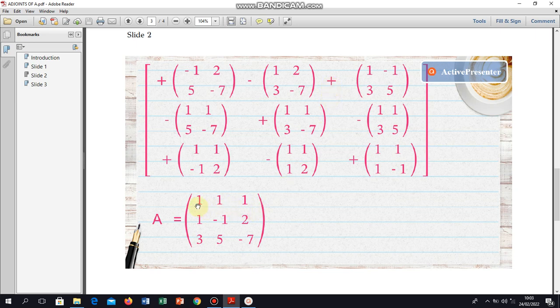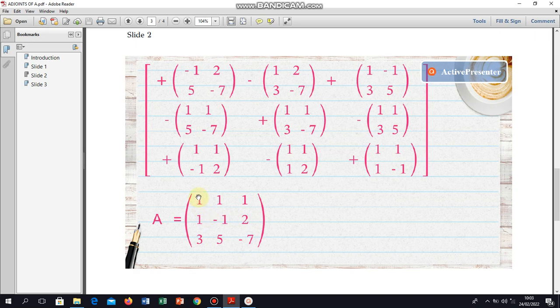We moved on to shield this one and this one. When you shield them, you are going to have 1, negative 1, 3 and 5. Here it is. We move on again. Now we move down to the second row. We now focus on the second row. When you are focusing on the second row, we now use again the same criteria.